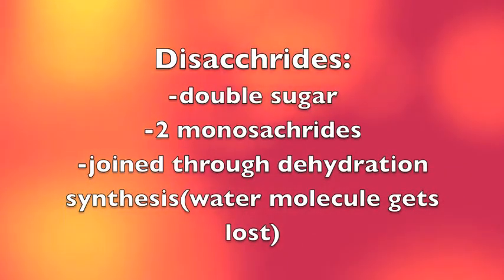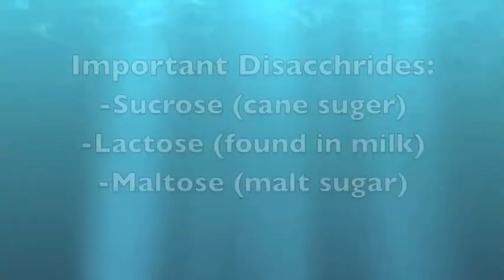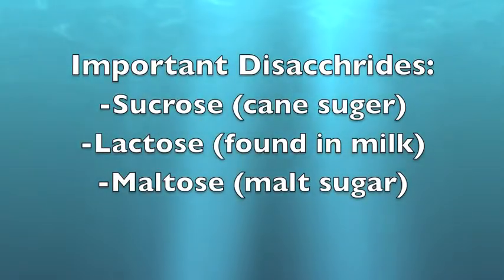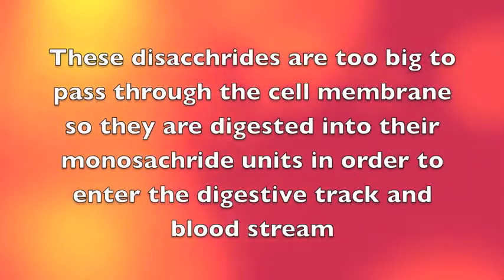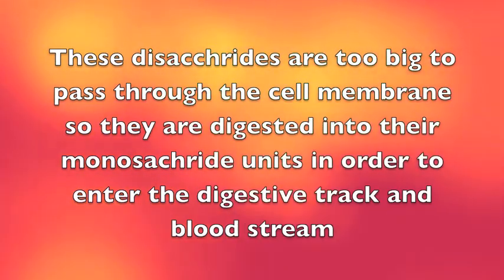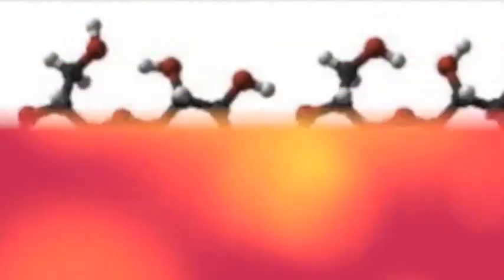Disaccharides are double sugars, 2 monosaccharides, and are joined through dehydration synthesis. Some important disaccharides are sucrose, which is cane sugar, lactose found in milk, and maltose, which is malt sugar. These disaccharides are too big to pass through the cell membrane, so they are digested into their monosaccharide units in order to enter the digestive tract and bloodstream.